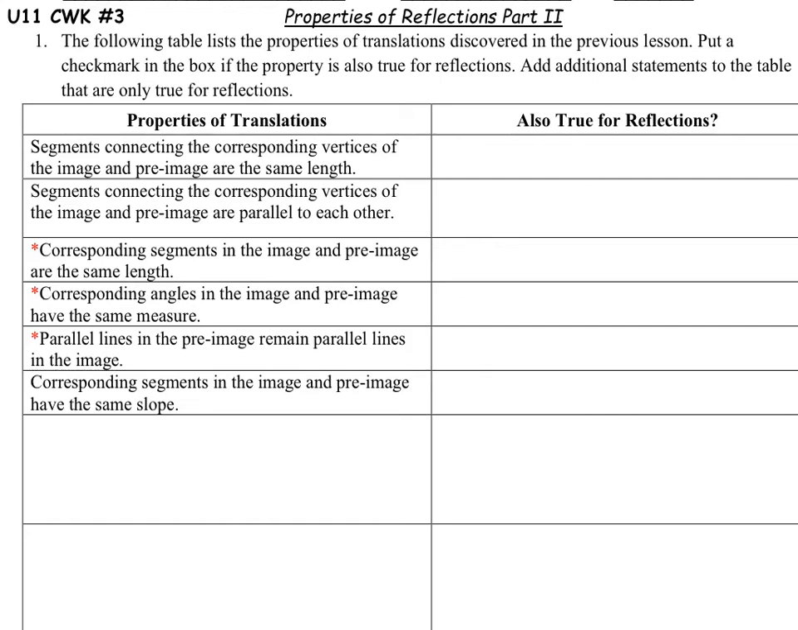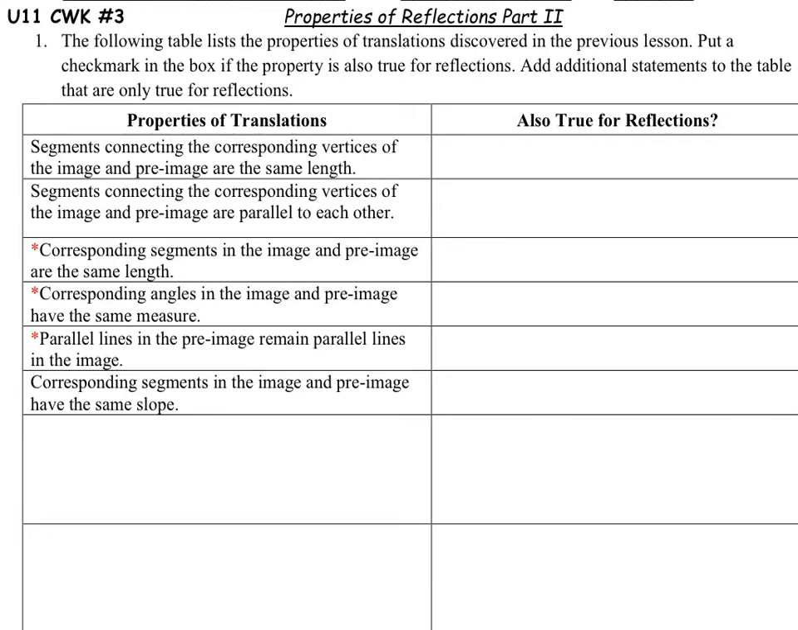The following table lists the properties of translations discovered in the previous lesson. Put a check mark in the box if the property is also true for reflection. Add additional statements to the table that are only true for reflections.